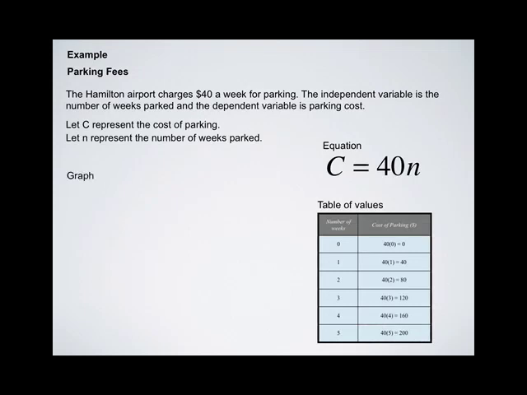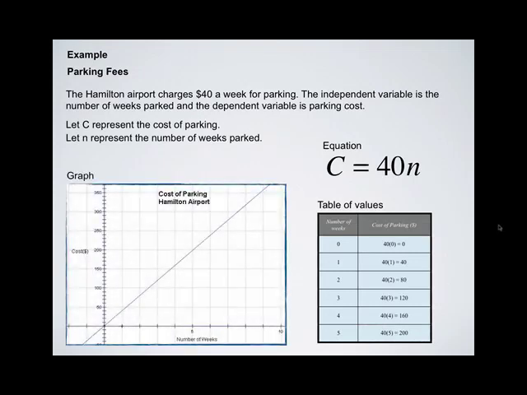A graph of this relationship would look something like this. Notice how the graph passes through the origin. Because our first point, the number of weeks 0, the cost of parking is 0. This is how we know it's a direct variation. And the equation, C equals 40n, is the equation of the line on the graph.